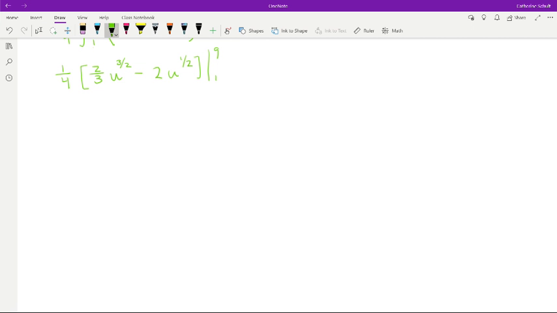So let's see. We can't really make our life easier because there's no constant we can factor out. So this whole expression has to be evaluated from 1 to 9. And we're worried about the 1/4 at the end. All right, so let's plug in the 9 first. And then we'll plug in the 1. Let's keep going. It's so long, right?